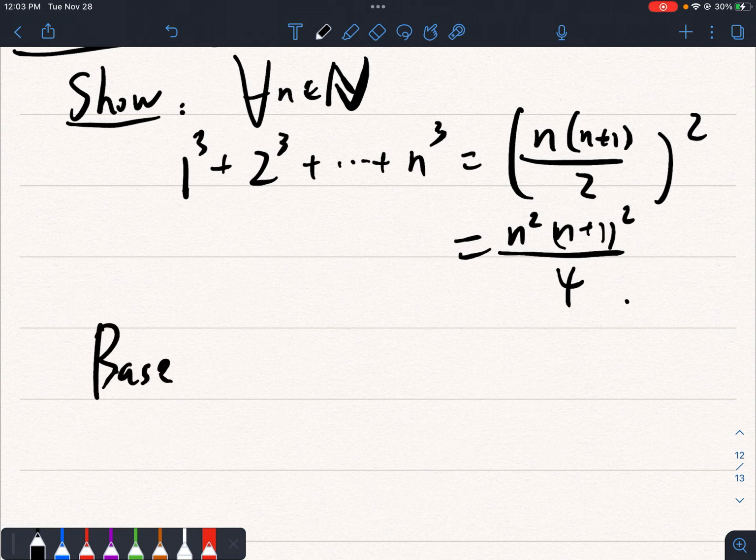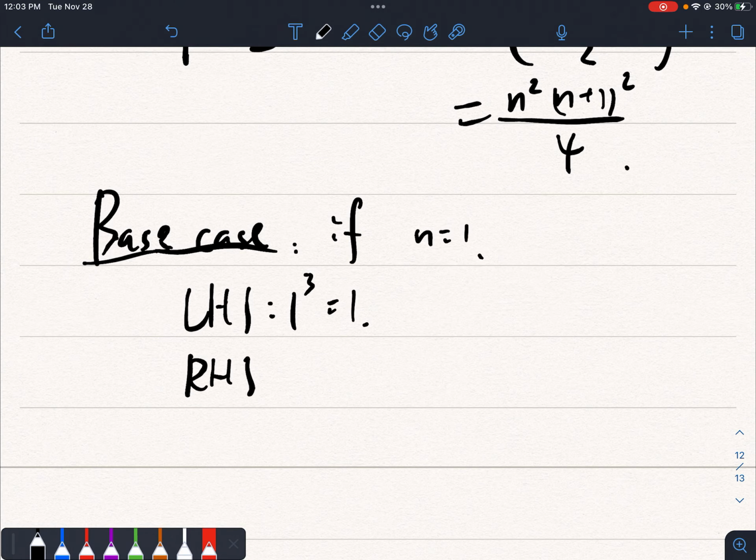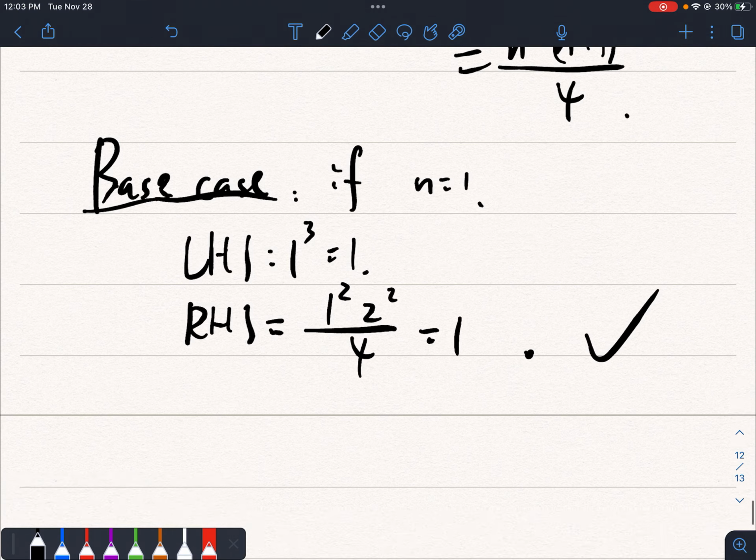So the base case. If n is 1, then the left hand side is 1 cubed, which is 1. The right hand side is equal to 1 squared times 2 squared over 4, which is 1. Okay, it has to be true.